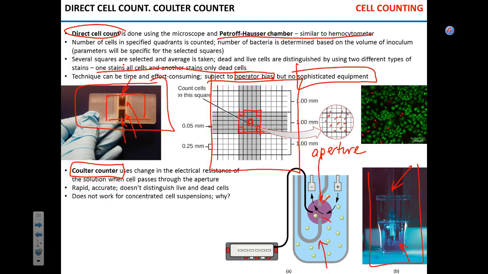Now, this opening has 2 electrodes that measure electrical resistance across the opening. Every time the cell is passing through the opening, electrical resistance changes. Does that make sense? Change in the electrical resistance can be measured.